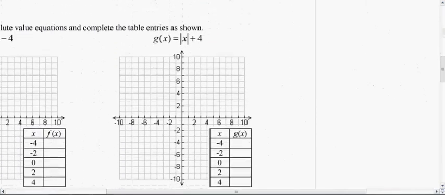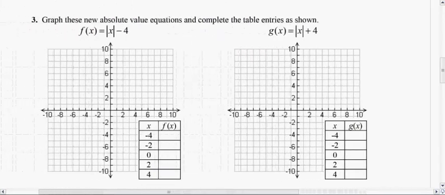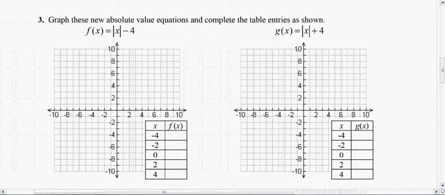Let's do another one. f of x equals the absolute value of x minus 4. So now I'm subtracting 4 outside the absolute value bars. This means that I am moving the graph up or down. Because I'm subtracting 4, the whole graph is going to move down 4. So 1, 2, 3, 4. There's where my graph is going to end up.